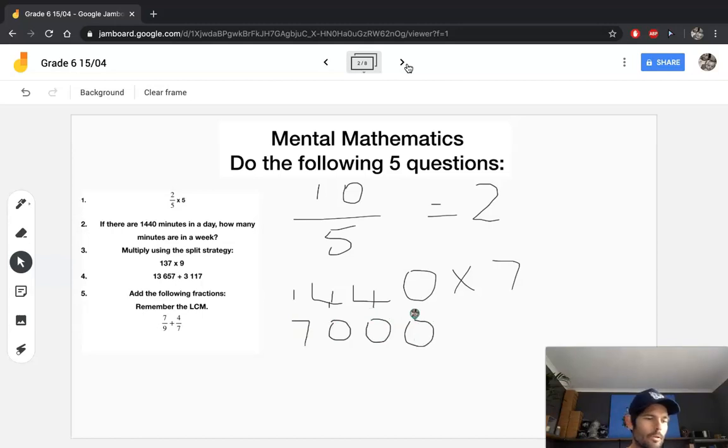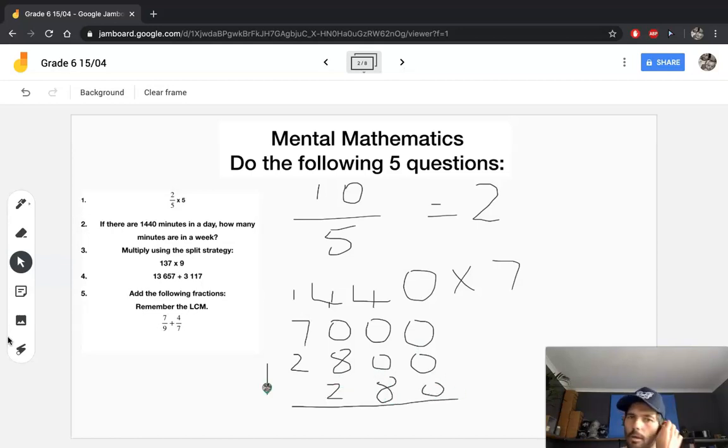400 times 7 is 2,800. And 40 times 7 is 280. Now if I add all of those numbers up, I'm going to get 10,080. You could have also used a column method in multiplication. It would have got you to the exact same answer.